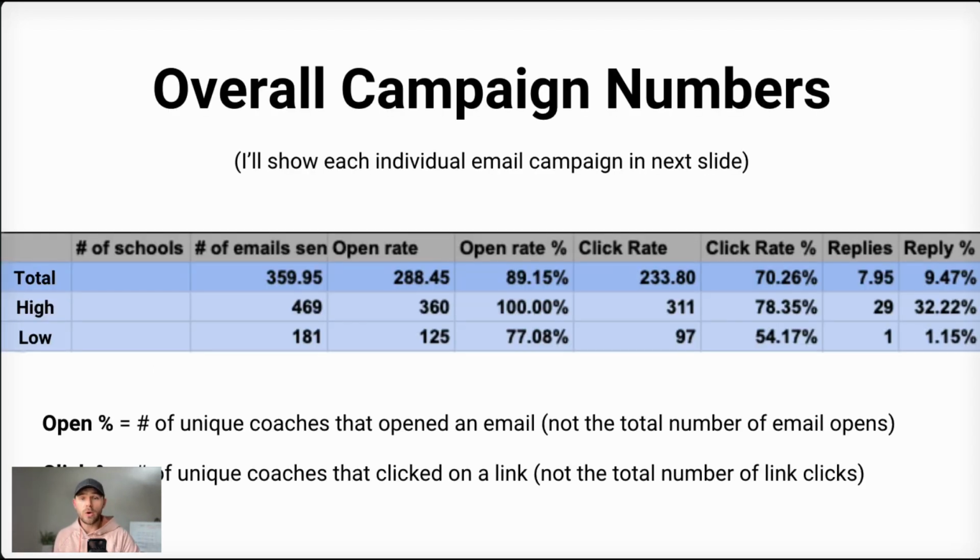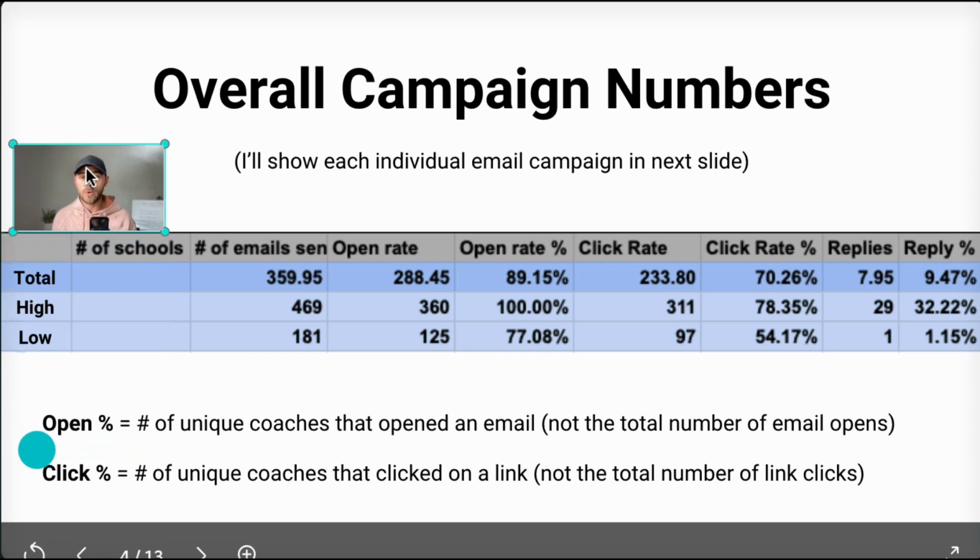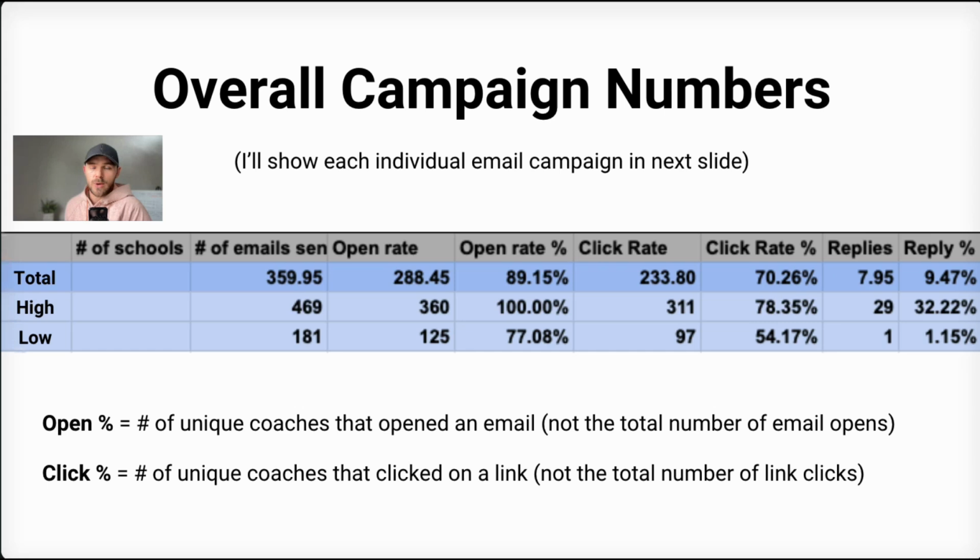So here are the overall campaign numbers. I'm gonna move myself up here. And then I'll show you each individual campaign in the next slide. As you can see on the left side there, you have total, high, and low. The total is going to be the average, and then you have the high and the low. When you see the number of schools, obviously those are blank. But if you move to the next column, you're going to see number of emails sent.